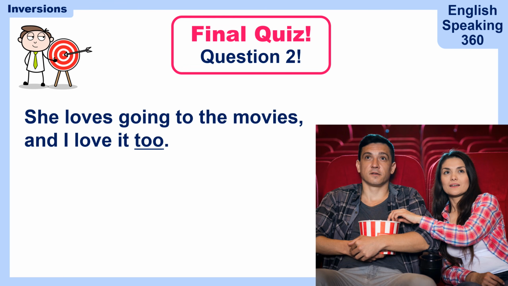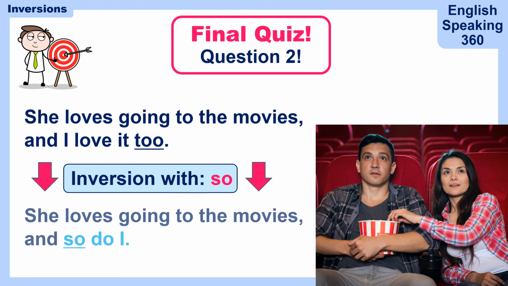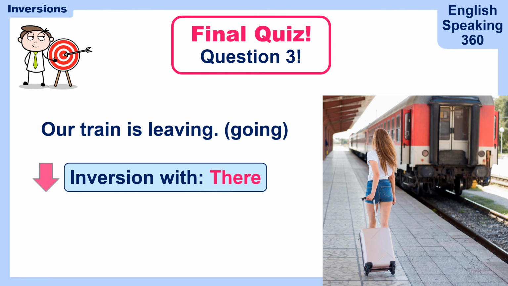Question 2. She loves going to the movies and I love it too. Now give me the inversion but use so. You ready? She loves going to the movies and so do I. So do I. Question 3. Our train is leaving. Our train is going. Use an inversion with there. There goes our train. Oh my gosh, there goes our train. There goes our train means that our train is leaving without us.